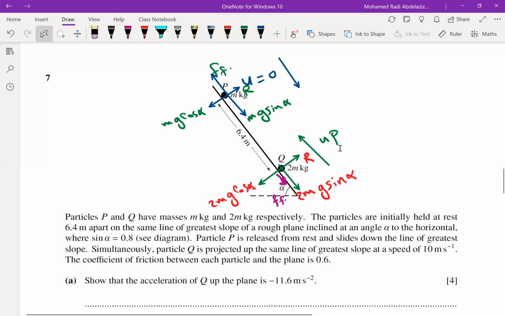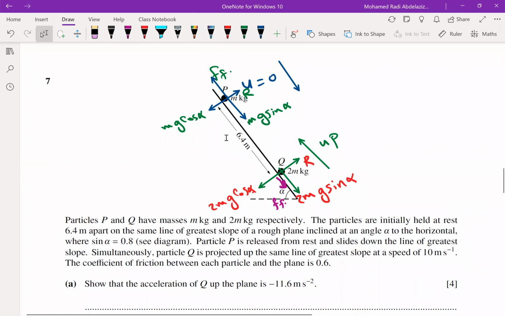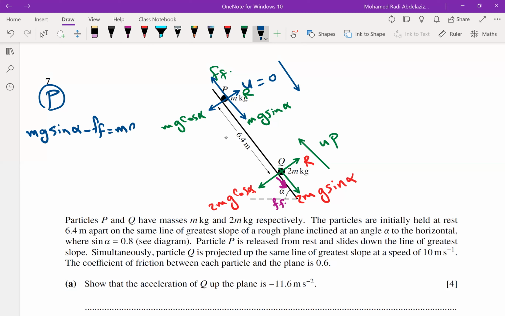Also, without completing the reading: particle P moves down and particle Q moves up, so you can write the equation of motion for each and find the acceleration. For particle P, moving down, all the forces in the direction of motion: mg sine alpha minus frictional force is equal to ma. What else? R is equal to mg cosine alpha. What else? Frictional force is equal to mu R.